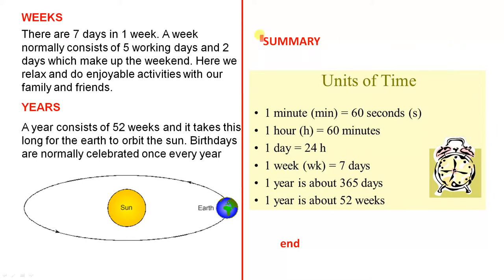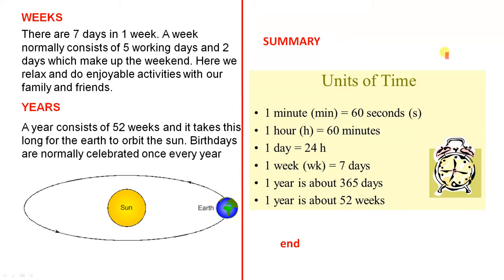Weeks. There are 7 days in 1 week. A week normally consists of 5 working days and 2 days which make up the weekend. Here we relax and do enjoyable activities with our family and friends. Years. A year consists of 52 weeks, and it takes this long for the Earth to orbit the Sun. Birthdays are normally celebrated once every year.